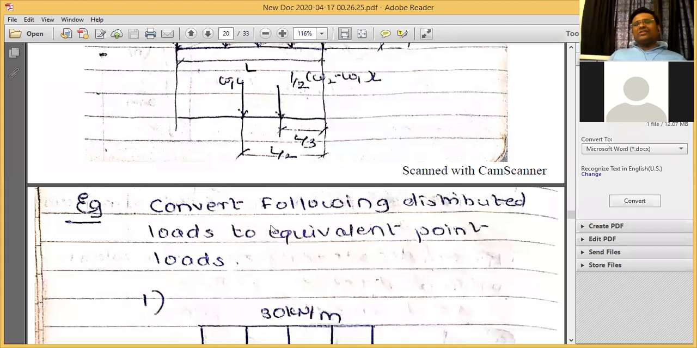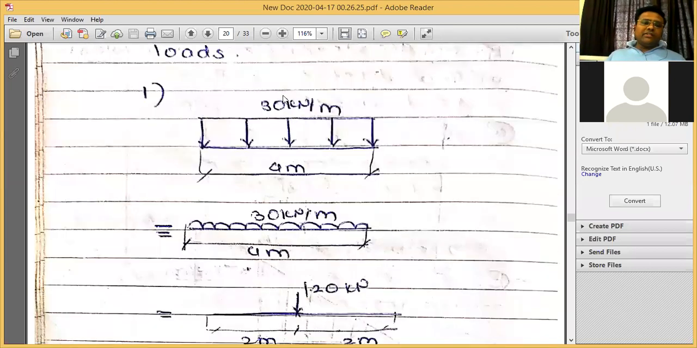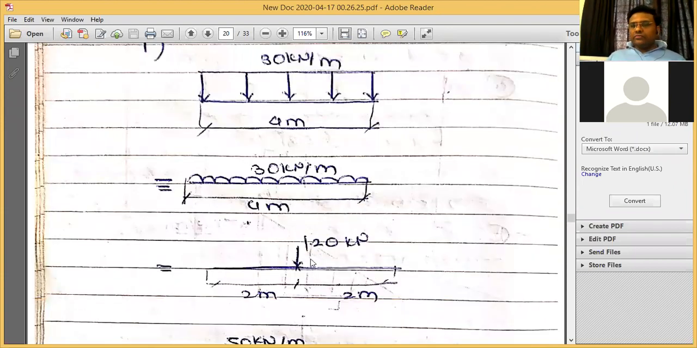I gave some simple examples. If it is a UDL of 30 kilonewton per meter with a length of 4, how do you convert it? Again, don't learn it by heart, go with the concept. Area of the rectangle, 30 multiplied by 4, is 120. The intensity of the point load will be 120. It acts at L by 2, so it will be 2 meters and 2 meters.